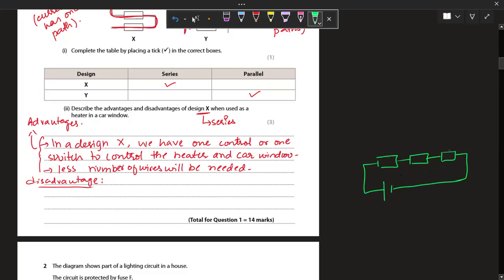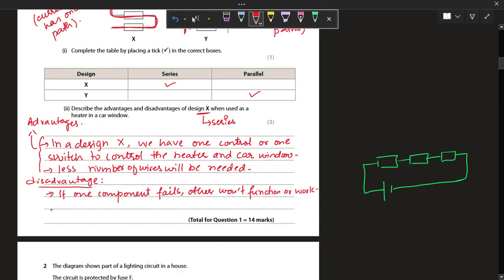Clear? Taib, are you also getting this? Yahya, are you there? All right. So disadvantage, if one component fails, others won't work or function. Clear?